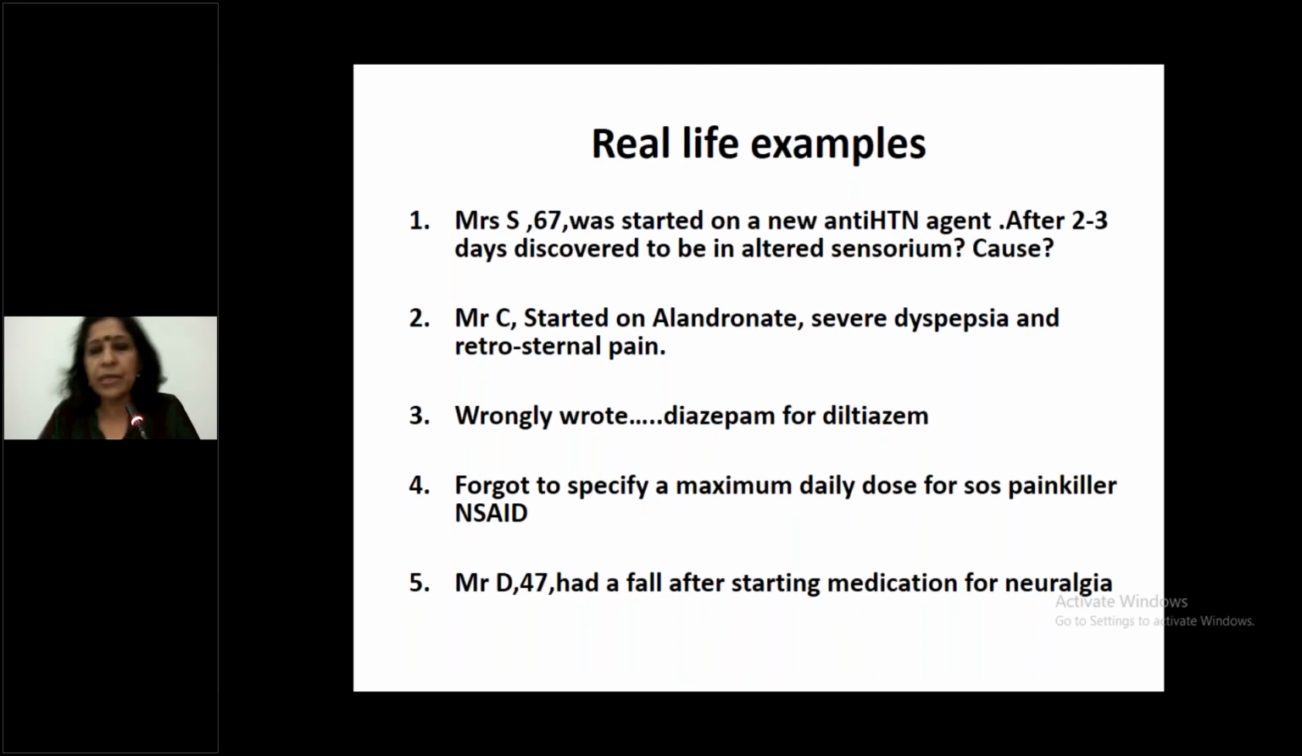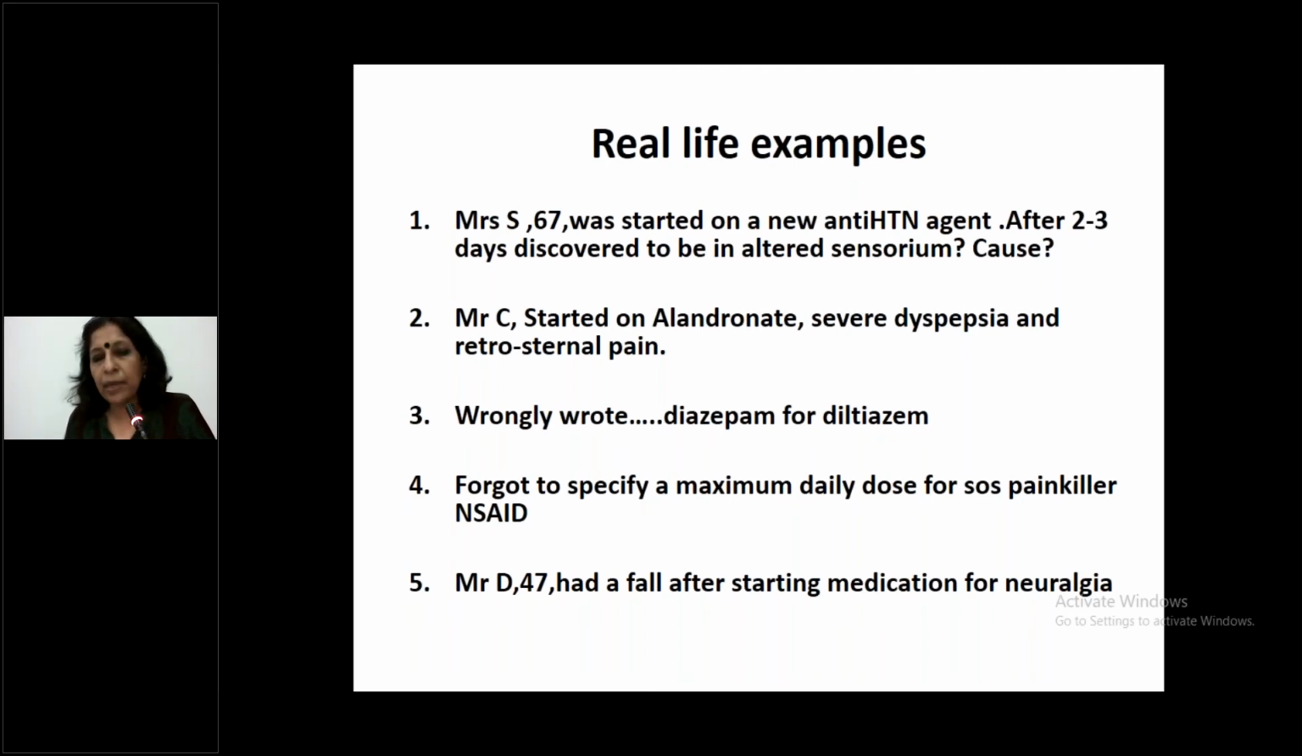Hyponatremia with a diuresis, a very likely scenario. Likewise, Mr. C, who was started on alendronate, had severe dyspepsia and retrosternal pain. Why? Because alendronate must be taken with a full glass of water and the patient should be told to remain upright. Even a simple thing like picking up a bucket to have their bath can precipitate this sort of dyspepsia.